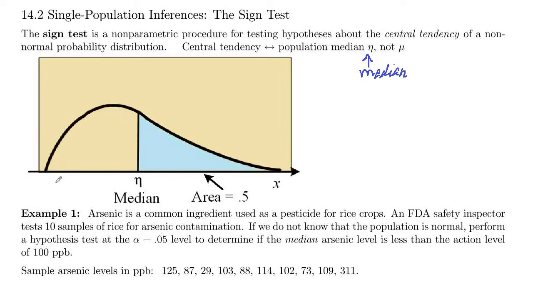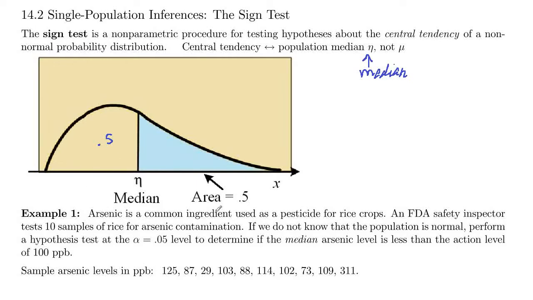So remember, if you have a distribution here, we've got a distribution that's skewed to the right. The median, eta, is in the middle of the data. So this blue area is 0.5, and then this area over here is 0.5. So 50% of the data above the median and 50% below the median.